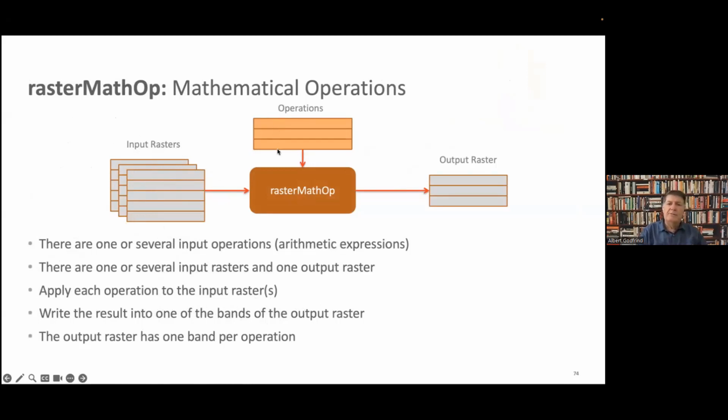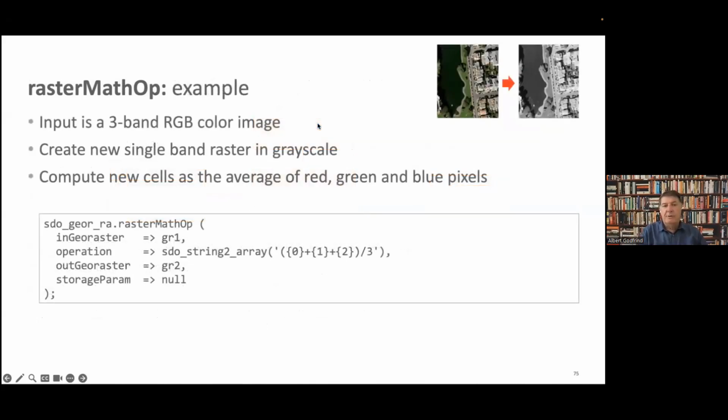We apply a number of operations, and each operation means we get a new raster with a new band resulting from that particular operation. An example of that one here is what I just said before, the transforming of an RGB image into a grayscale image, a black and white photo. So input raster GR1, output GR2, and then we apply that operation. Okay. Storage param null means we use the same storage as before, and the same parameters as before.